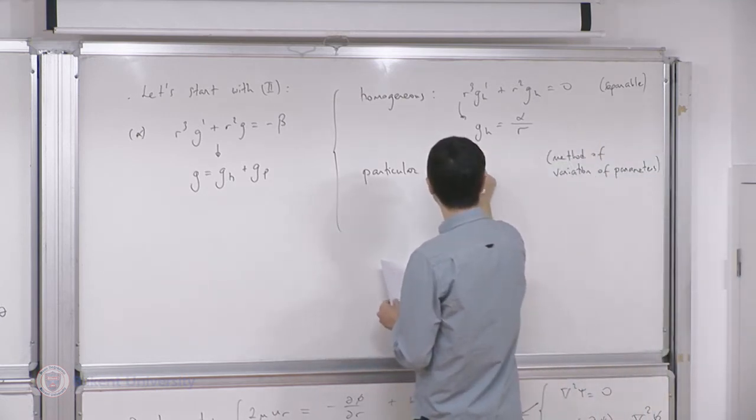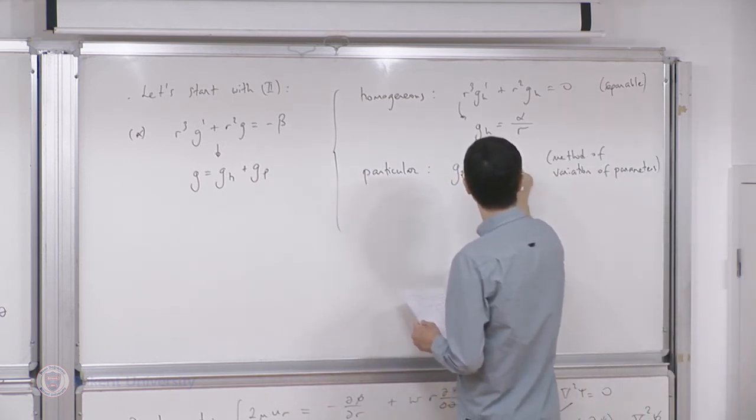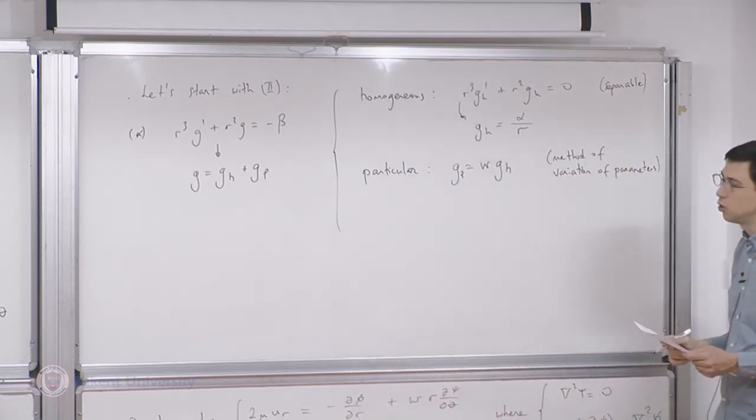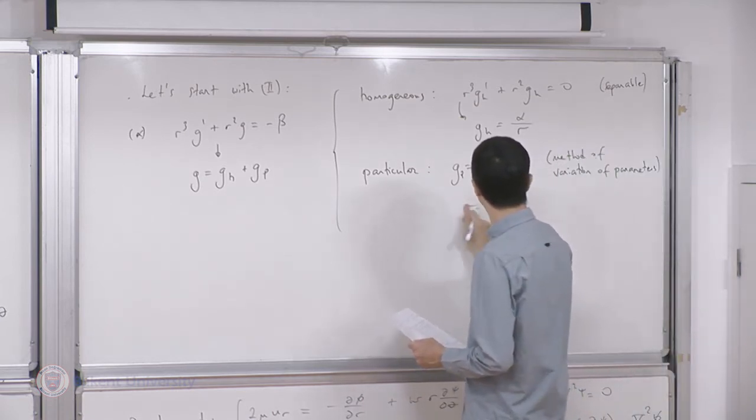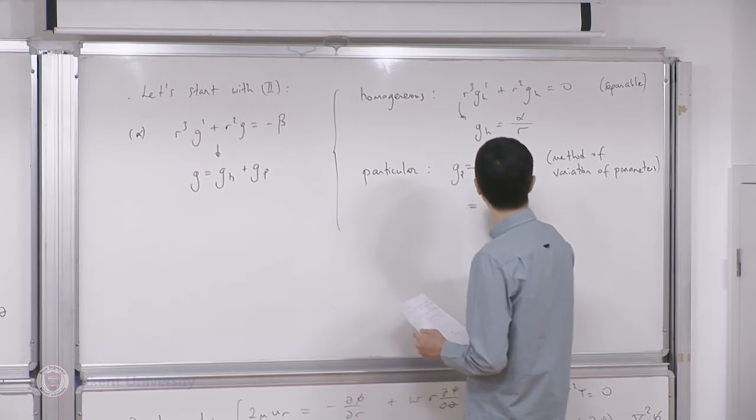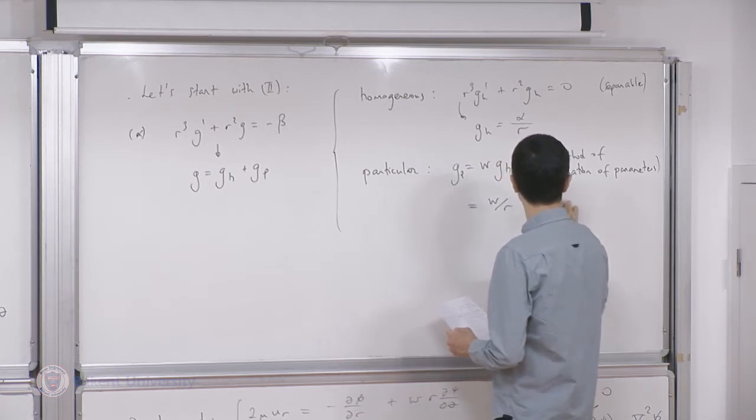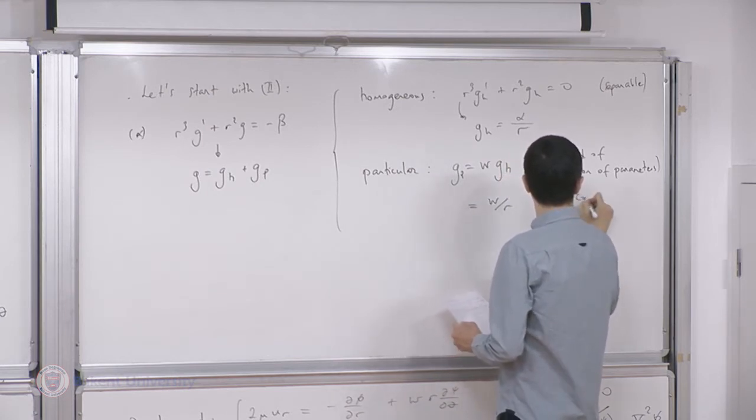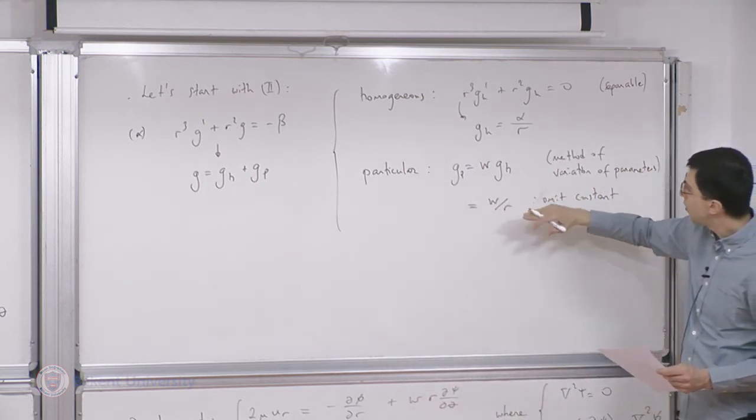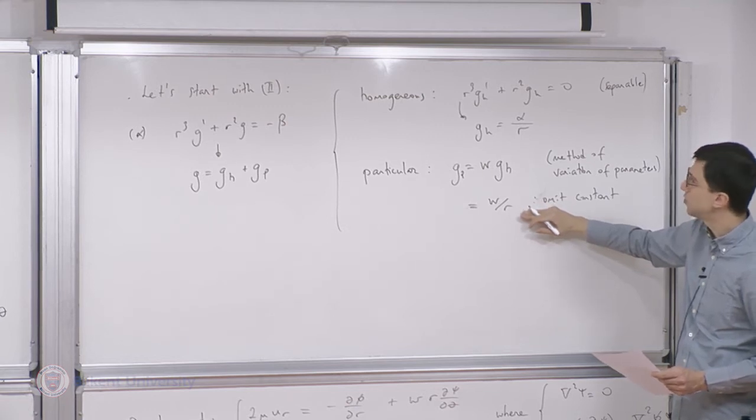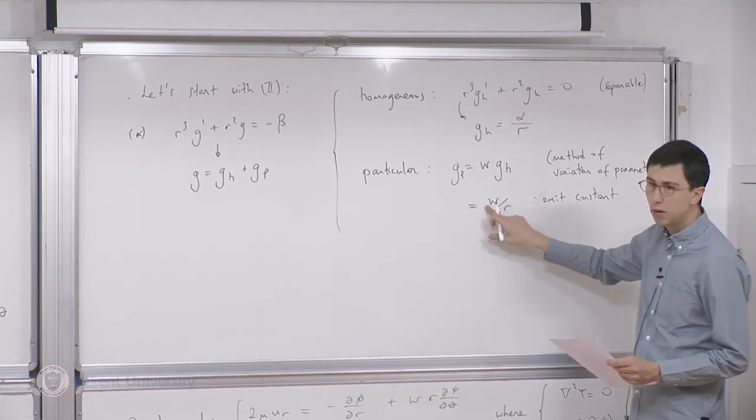what you do is, okay, I don't really know what the particular solution is. Perhaps it's something complicated I cannot guess. I'm going to say that it is some function w times g of h. The constant in g of h is irrelevant, so let us omit the constant and just say that it's equal to w over r. That's the solution you start with. And now g p has to satisfy star, the differential equation. Through that requirement, you find out what w is.